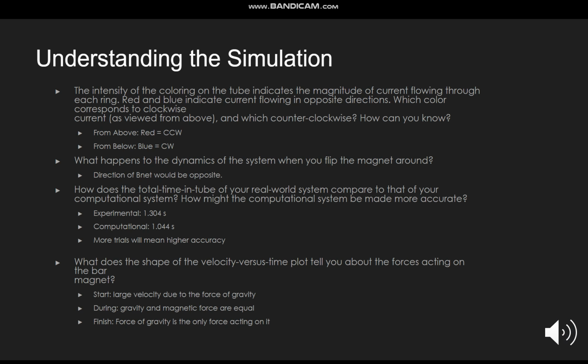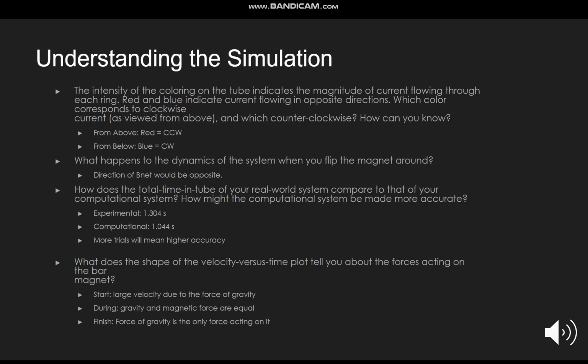Which color corresponds to clockwise current as viewed from above, and which counterclockwise? From above, red is counterclockwise, and from below, blue is counterclockwise. What happens to the dynamics of the system when you flip the magnet around? The direction of B net would be opposite.